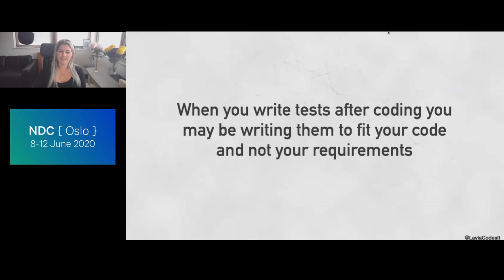And this is important. When you write tests after coding, you may be writing them to fit your code and not your requirements. What I mean by this is, imagine you've written an API endpoint and it returns 200 and content. And then you go and write a test that tests to see if your code returns 200 and some content. Your tests pass, everything you think is hunky-dory. But actually, when you go and look at the documentation, it's not meant to return 200 and content, it's just supposed to return a 204.